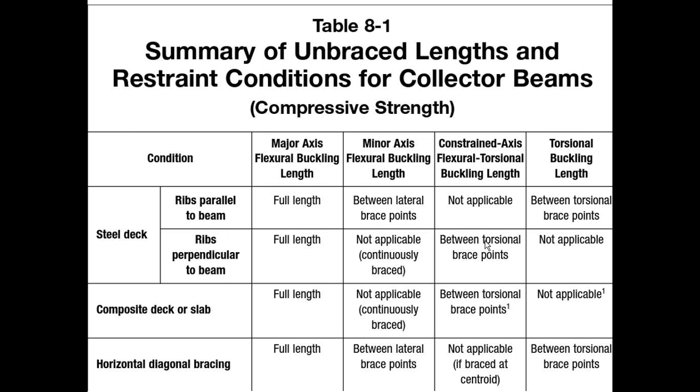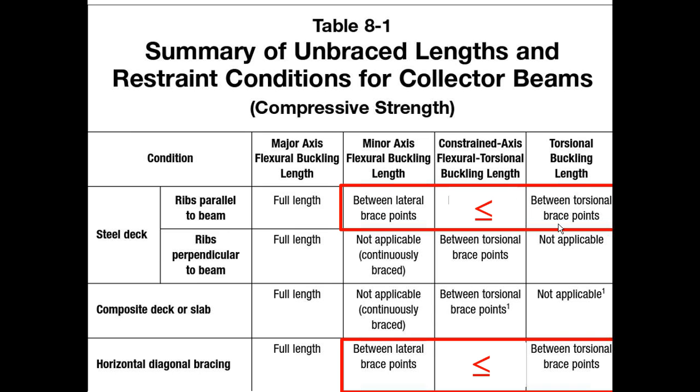This is a table from the Seismic Design Manual showing how you can calculate the axial strength of such a collector in different conditions: steel deck, composite deck, or horizontal diagonal bracing. For ribs parallel to the beam, you could have torsional buckling or minor axis flexural buckling. And as a reminder, minor axis flexural buckling is always going to give you a lower strength for a wide flange, so you can pretty much ignore torsional buckling. And same goes for the diagonal bracing here.